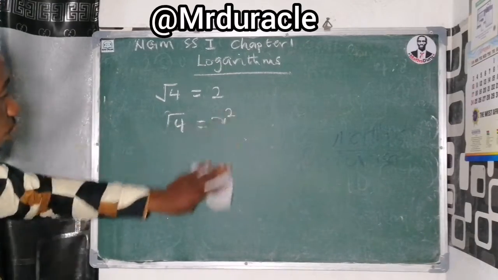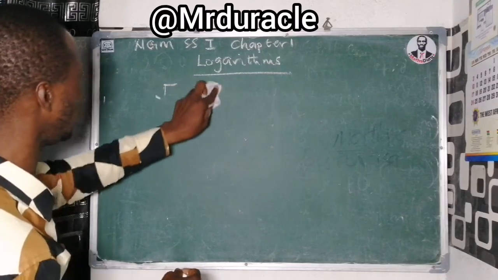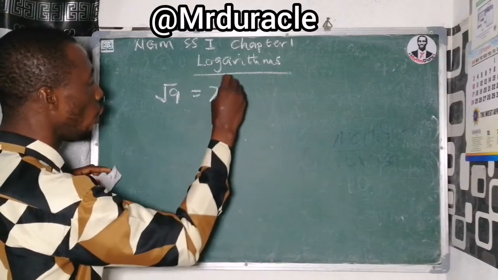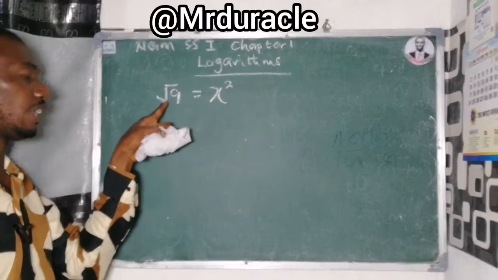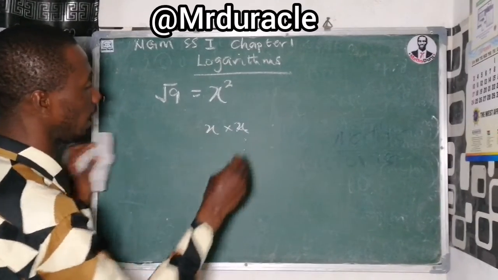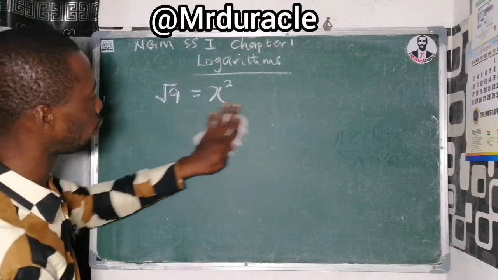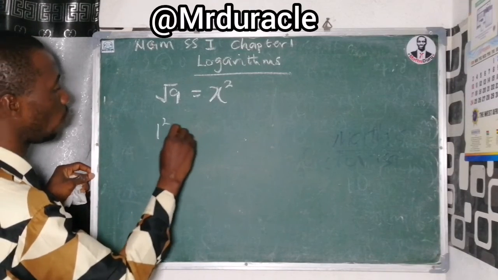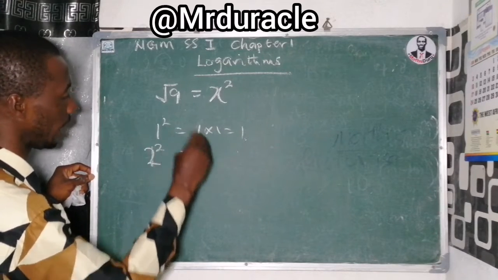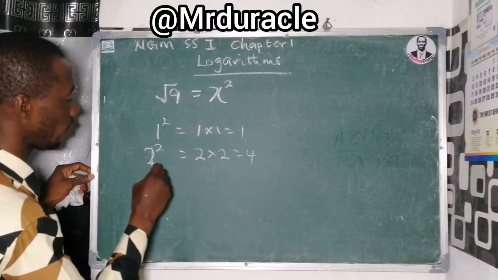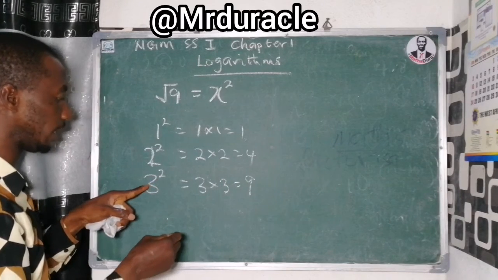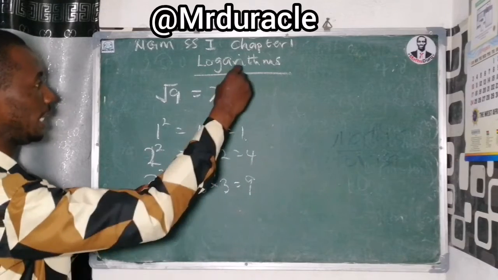Now let me also put it this way. If I change this 4 to, let's say, 9, the idea of square has not changed. It's still, what is the base of an index 2 that gives us 9? Index 2 means x times x. So what is that number that when I multiply it by itself, I'll get 9? You begin to process it. If I try 1 square, I won't get 9, I'll get 1, because 1 times 1 is 1. If I try 2 square, I won't get 9, because 2 times 2 gives 4. Now, what if I try 3 square? 3 times 3 gives us 9. So 3 is the base of an index 2 that gives us 9.